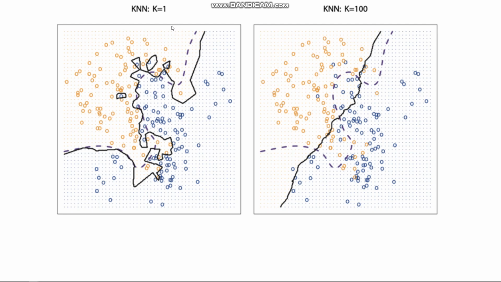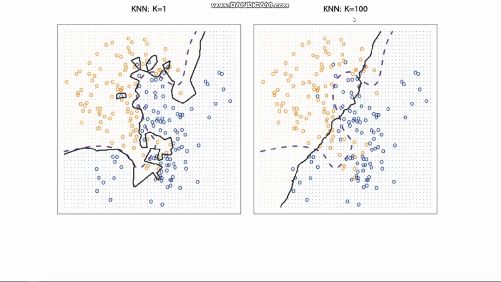For k equals 1, we see that it's probably being influenced too much by individuals. So this blue is probably an outlier, and we would be wrong to predict very closely related examples to be blue. They're actually probably going to be orange.